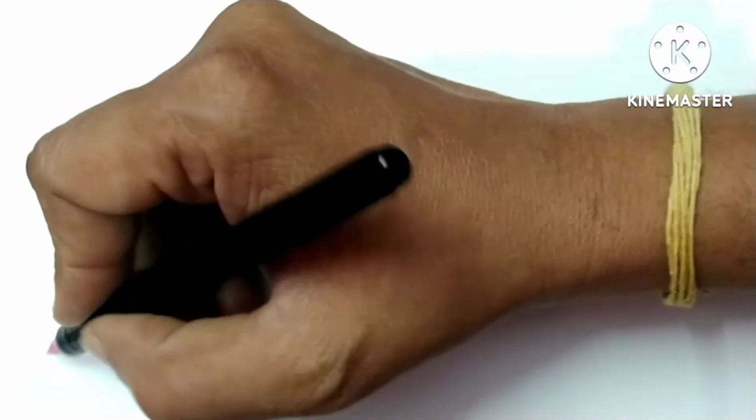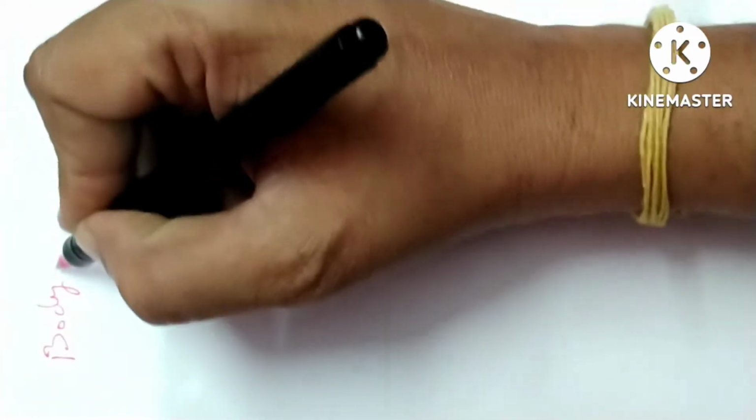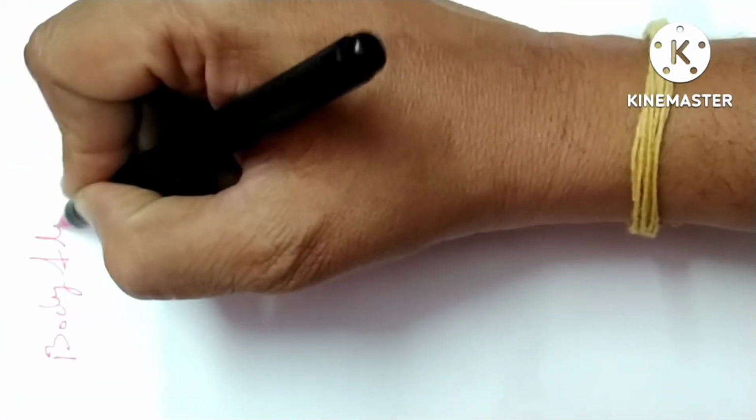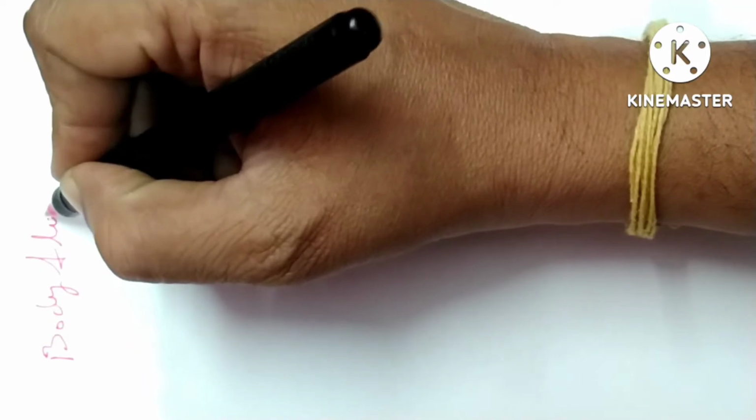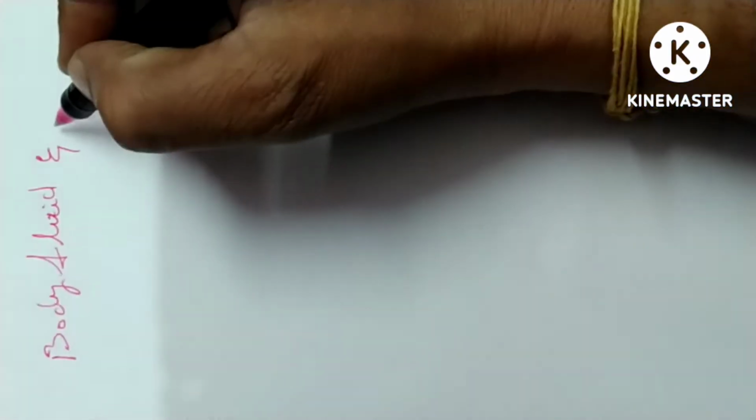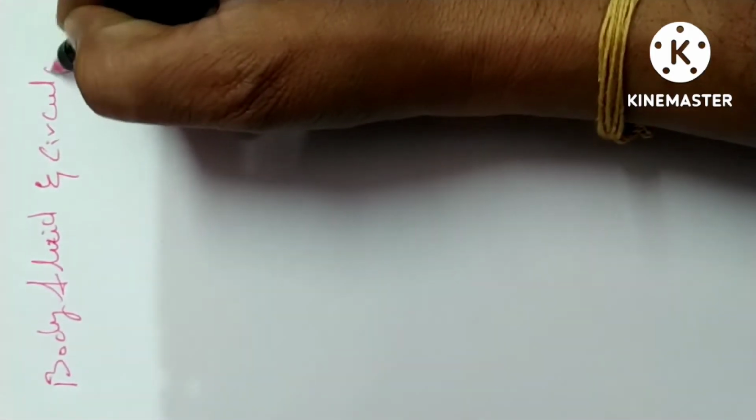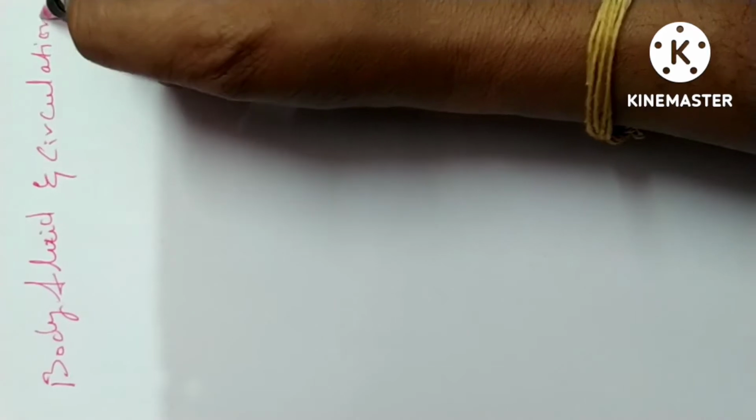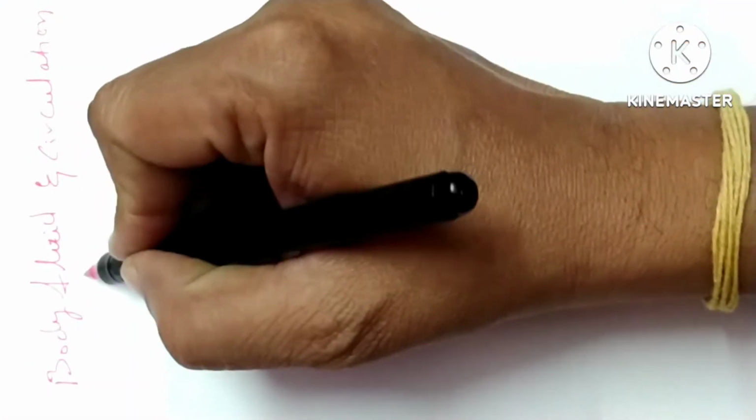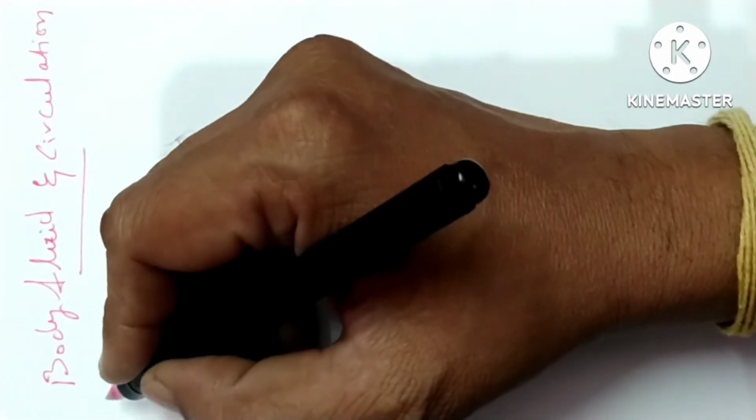Chapter Body Fluid and Circulation. In this chapter on body fluid and circulation, we are going to discuss the blood groups.